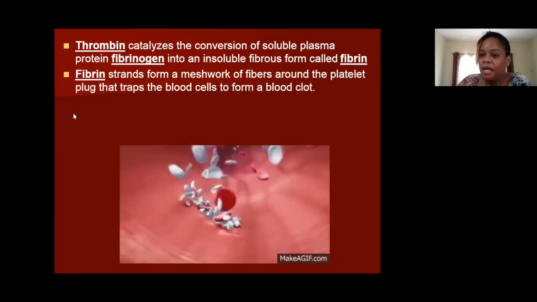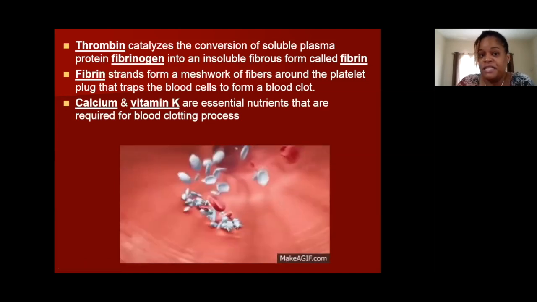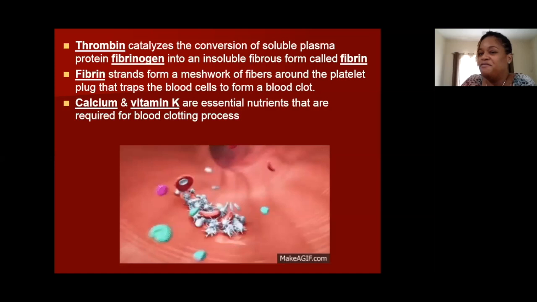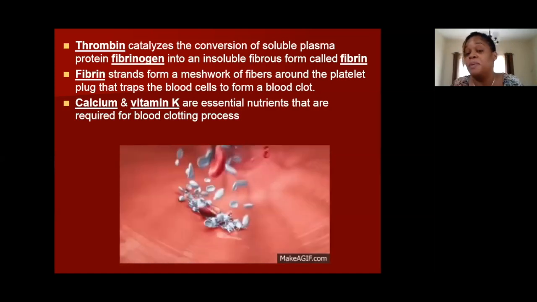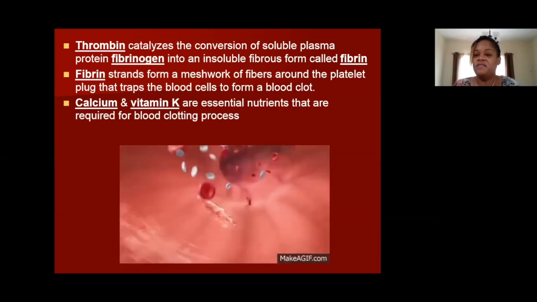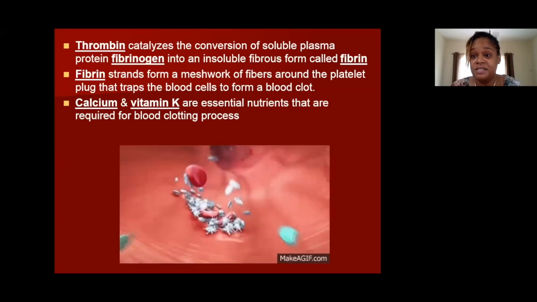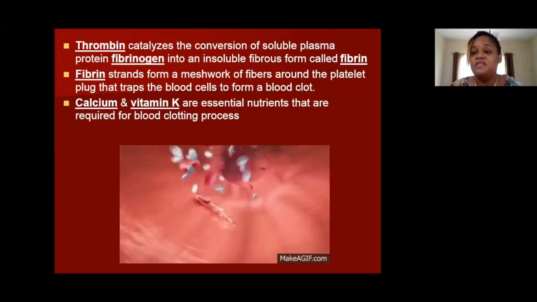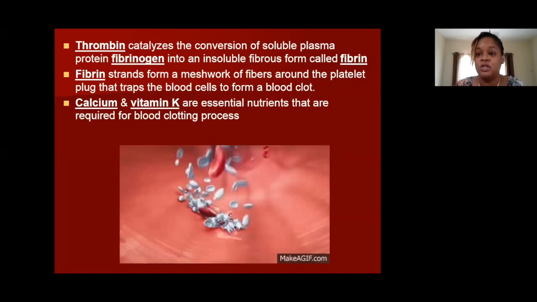In order for all of these processes to take place successfully, calcium and vitamin K are essential nutrients that are required for the blood clotting process. So if you have a deficiency in vitamin K in your diet or calcium in your diet, you may find that you may have difficulty or it may take a longer time for your blood to clot properly.